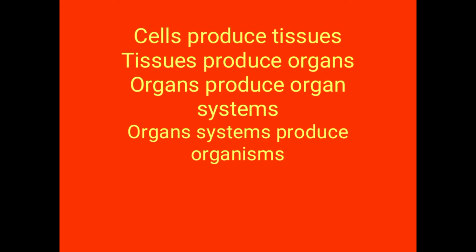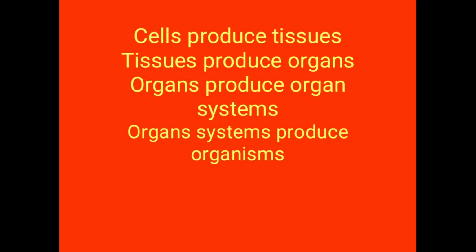Cells produce tissues, tissues produce organs, organs produce organ systems, and organ systems produce a complete organism. It is a series of events which is shown in this slide, which gives you the complete meaning of how an organism is formed. The first and initial step is of cells. Firstly, the cells are produced with the help of mitosis and meiosis.